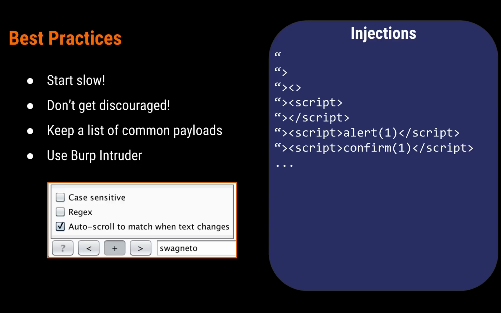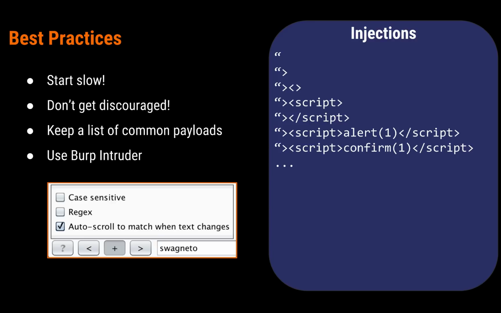In the HTTP response window, use the auto scroll to match when text changes feature. Then add the next character and see what happens. Then maybe a whole HTML tag and then see what happens after that. It's a lot easier to do this way than figure out what went wrong when you start with a large injection. Is this time consuming? Absolutely. However, sometimes simple is best.